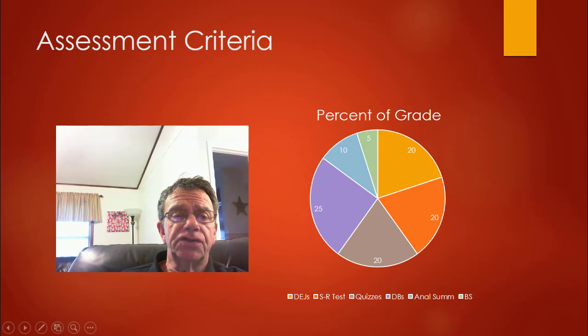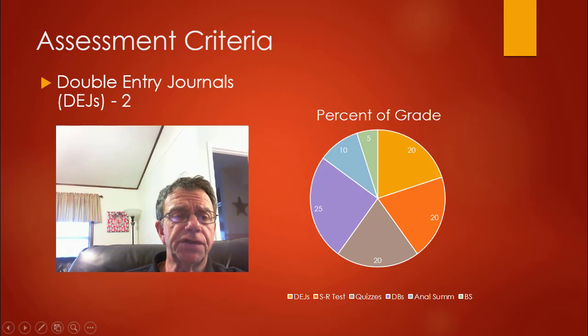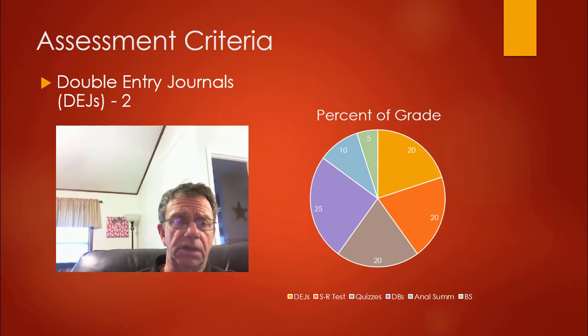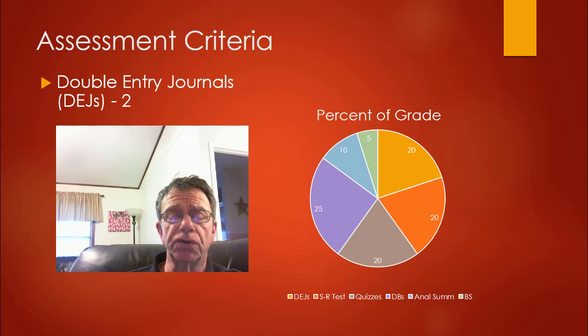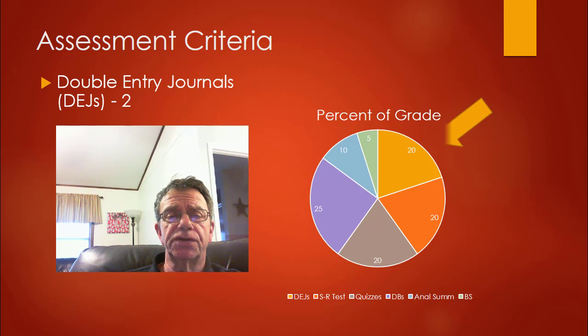So let's start. The first part I'm going to talk about is the double entry journals. You're going to have 2 of those during the session, and that's worth 20% of your grade. So these are written assignments. I explain these during the course. There's videos that tell you how to do these. But the first one will not be weighted as much as the second one.